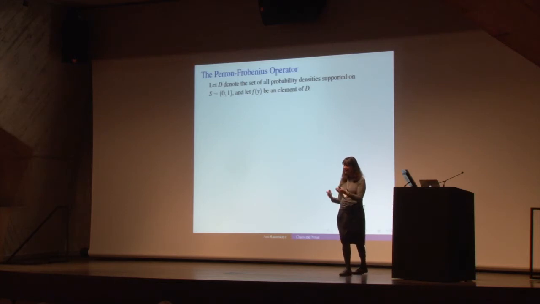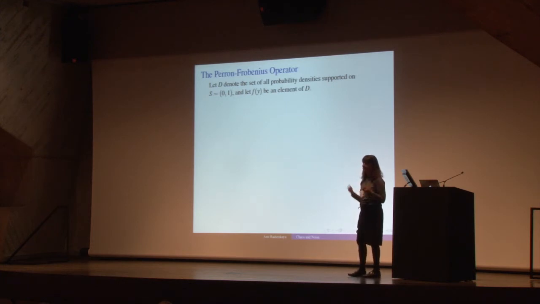And the way it evolves is described by this operator, which is just a function of a function. In this case, a function of a distribution or a density, and we call it the Perron-Frobenius operator. That's just named after 2 guys. Some people call it the Frobenius-Perron operator. I don't know which is right. Doesn't matter. So here is how we describe it.